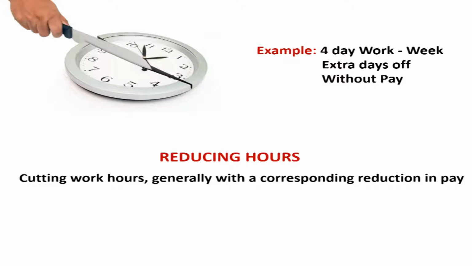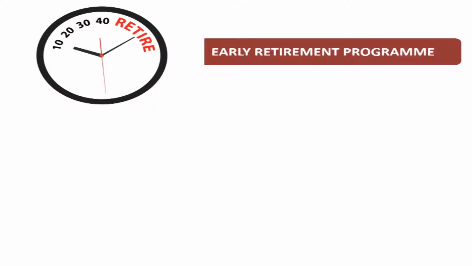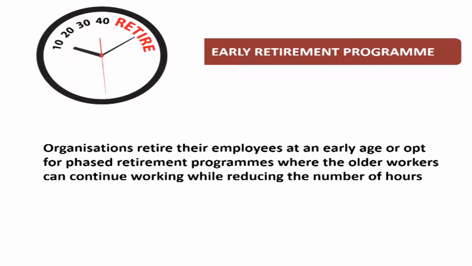Another popular way to reduce labor surplus is with an early retirement program. Some organizations even offer phased retirement programs where the older workers can continue working while reducing the number of hours. This also gives a psychological benefit of easing into retirement.